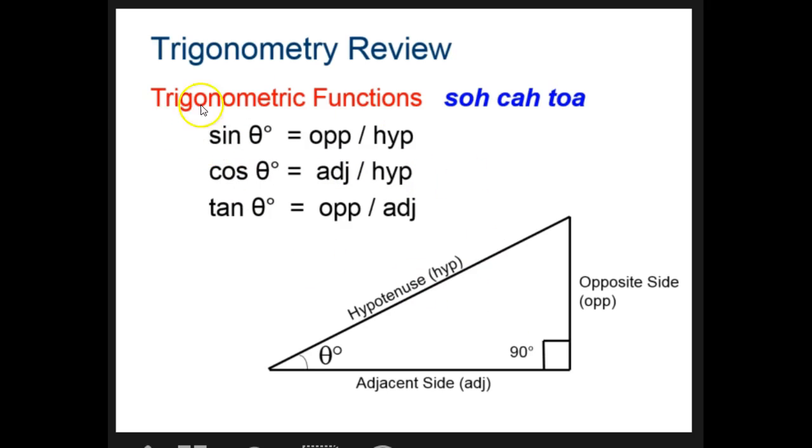And our trig functions that you've done in geometry. Sine is opposite over hypotenuse. Remember, the side opposite the angle, that's the opposite side. Cosine is adjacent over hypotenuse, and tangent is opposite over adjacent. If you don't remember this, you should look through this, and I'm going to have a video posted that has a little review of SOHCAHTOA.